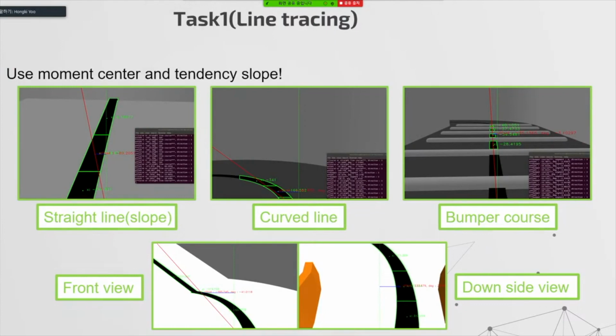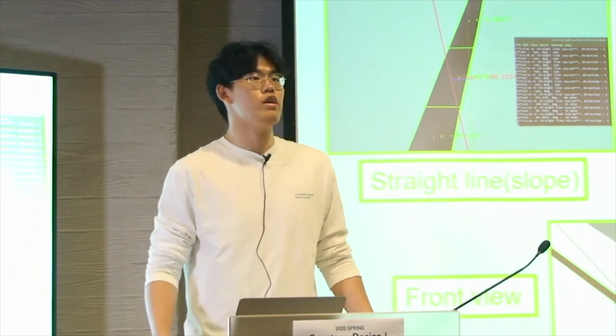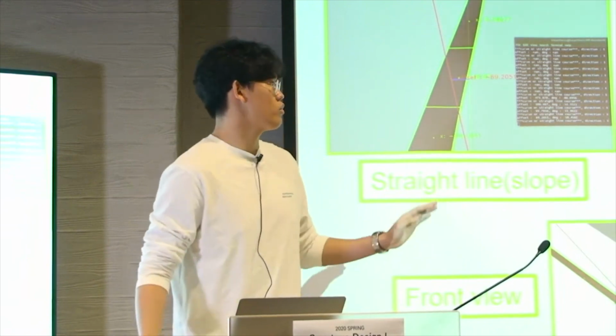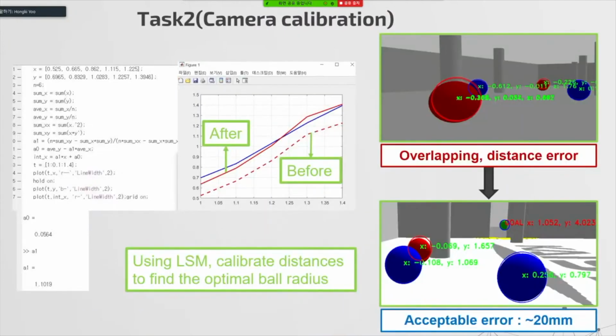First of all, our first goal is line tracing. We count the number of segments of the black line to check whether it is the bumper course or not. We also divide the black line into a few segments and calculate the center of mass of each segment of the black line. Using the center positions, we provide the trend line, offset value, and also the direction for the robot.